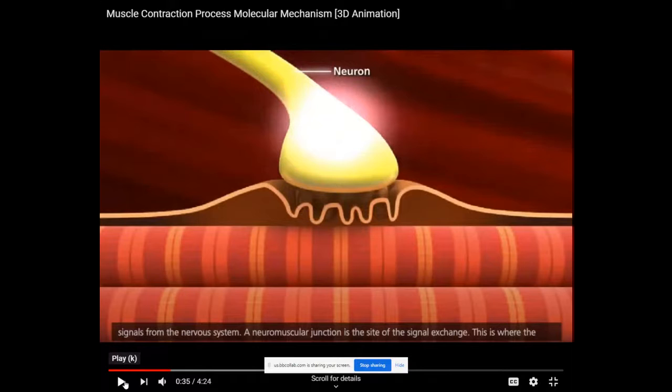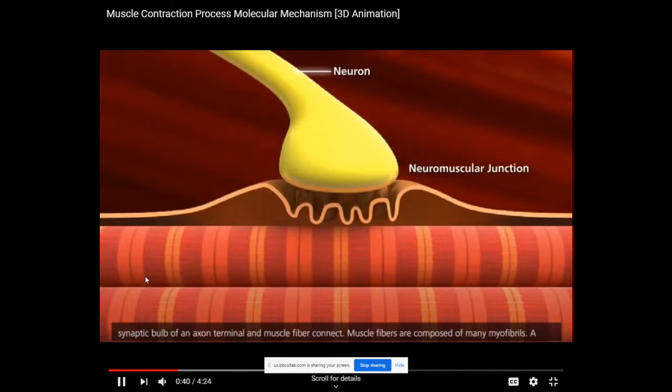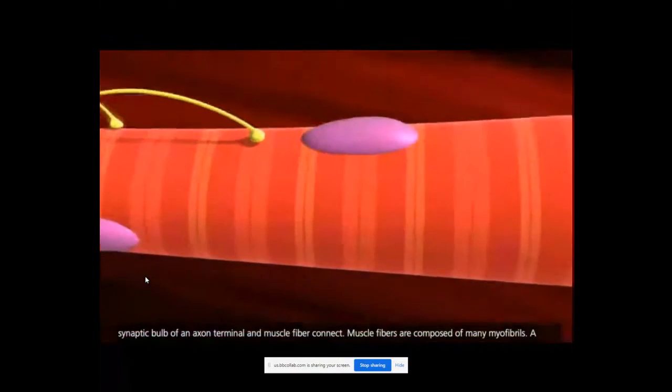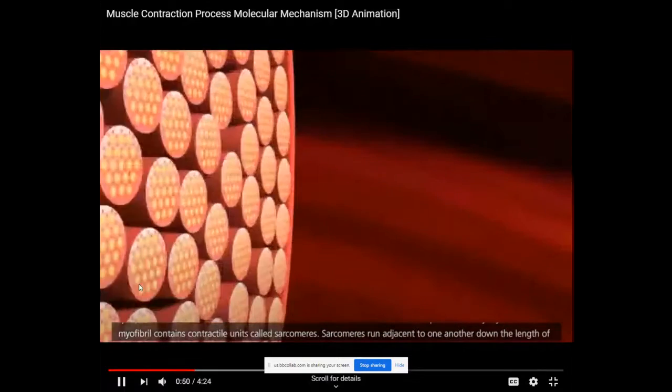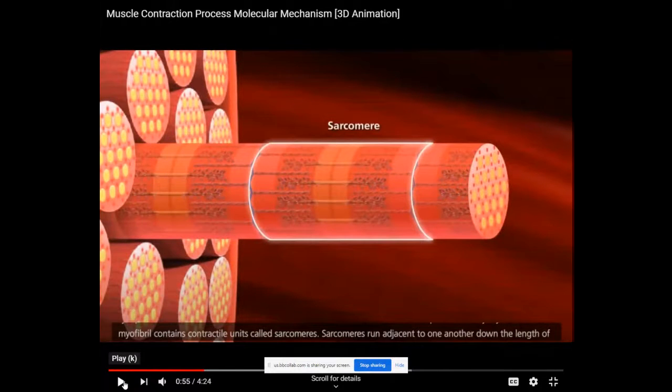Where do we normally see the neuromuscular junction? That's what this is showing us. Would we find that at the end of the muscle or in the middle of the muscle? Yeah, mid-region. You're going to find these neuromuscular junctions normally in the middle portion of the muscle, or right around that area. A neuromuscular junction is the site of the signal exchange. This is where the synaptic bulb of an axon terminal and muscle fiber connect. Muscle fibers are composed of many myofibrils. A myofibril contains contractile units called sarcomeres.